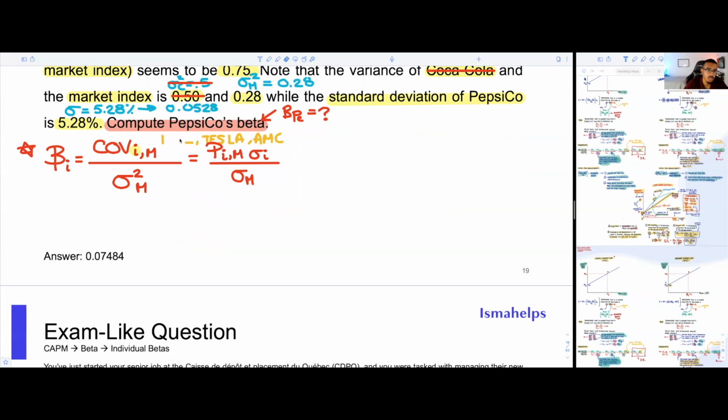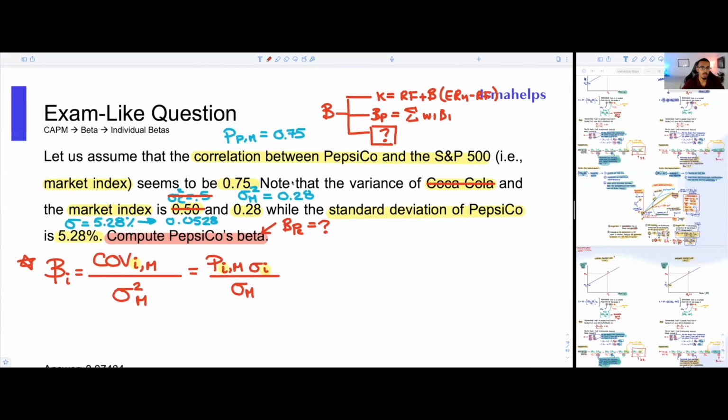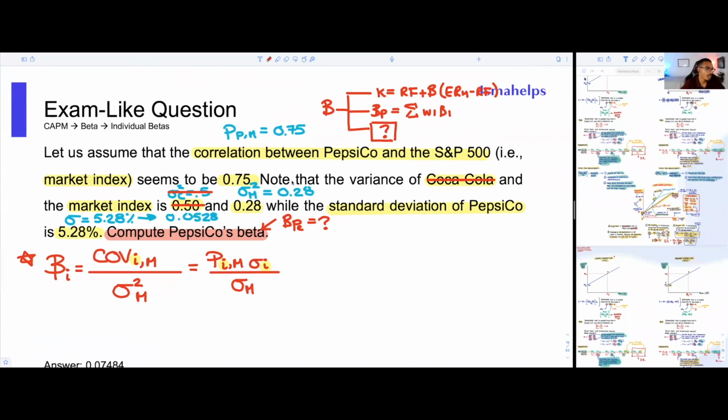I'm going to erase some of these things just because they don't matter so much in the grand scheme of things. So we have two formulas, as you can see, and they both mean the same thing. They both equal beta. What we're going to do now is try to figure out whether we have any of these missing pieces, or at least get close to that.